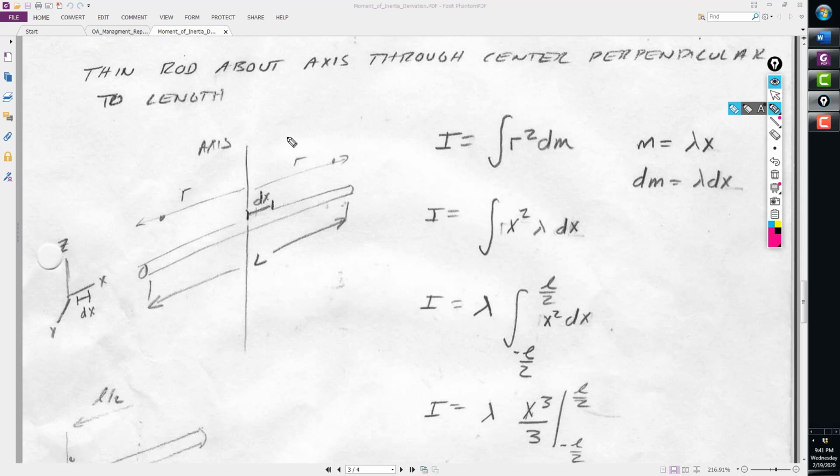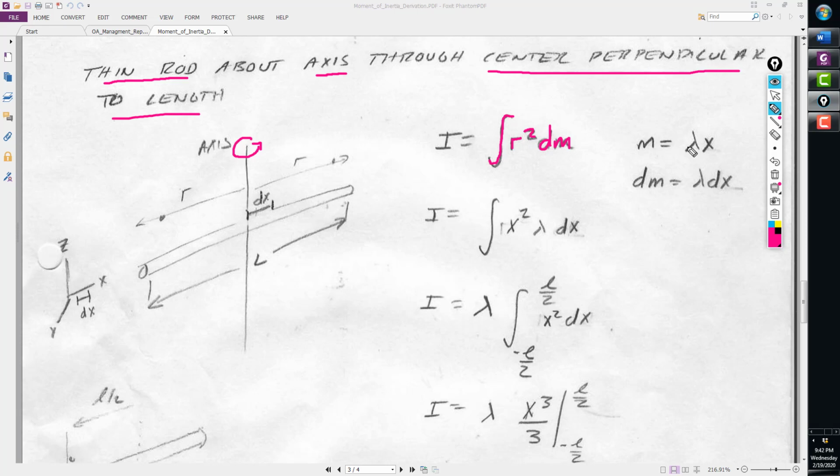So this is going to be the moment of inertia of a thin rod about its axis through the center, which is perpendicular to the length. My rotation axis is going to be here, and I'm going to be integrating from here to here. My path of integration is going to be along the x. But we start with I equals r squared dm, and that's the typical starting point for all of these moments of inertia of a solid mass of a rigid body.